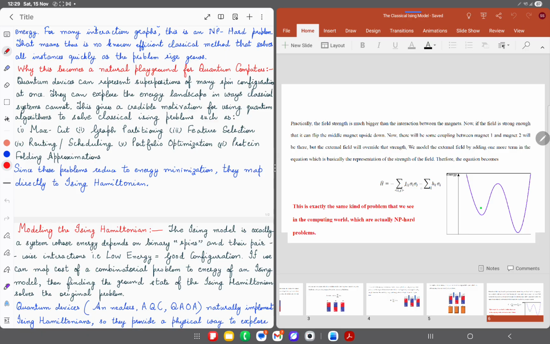Sigma 1, sigma 2 maybe for the second, sigma 3. So what I'm trying to say is the external magnetic field affects only the individual magnets. That is why there is only one sigma term present here with the strength of the external magnetic field. And by convention, we choose the Hamiltonian to be negative. Actually, there is a reason for that.